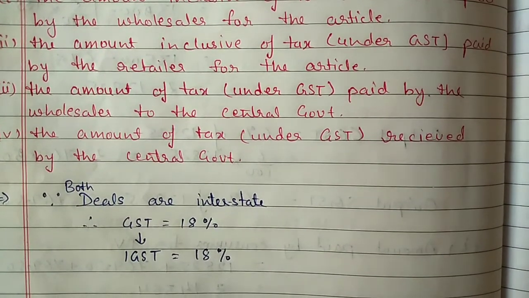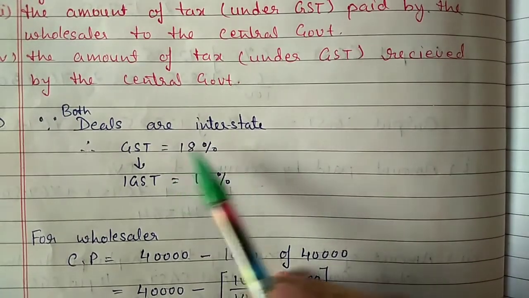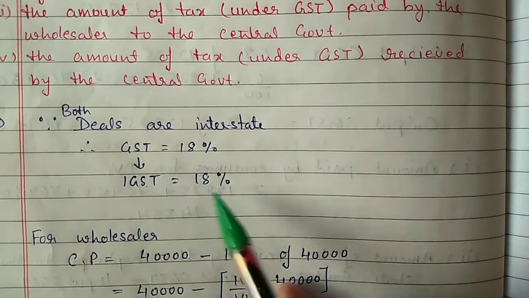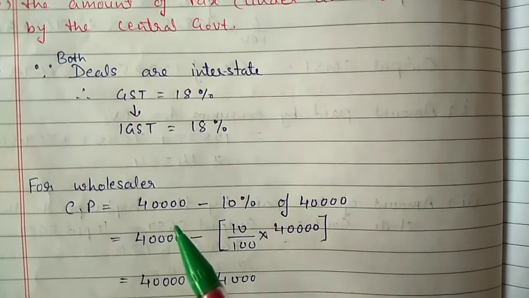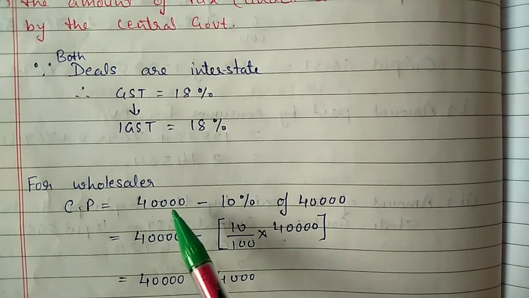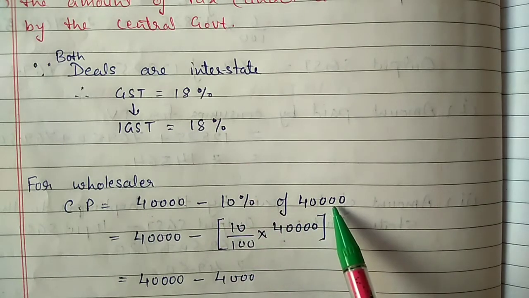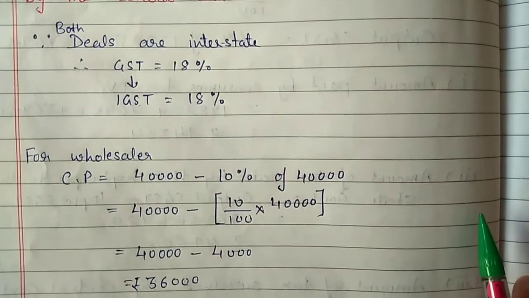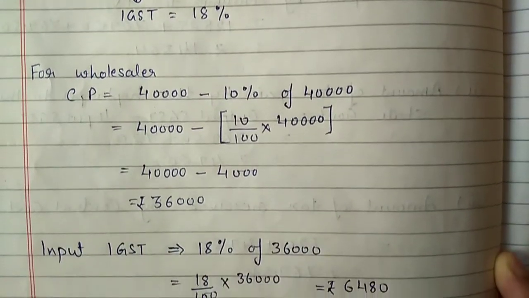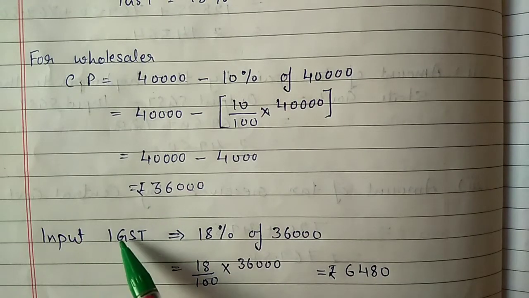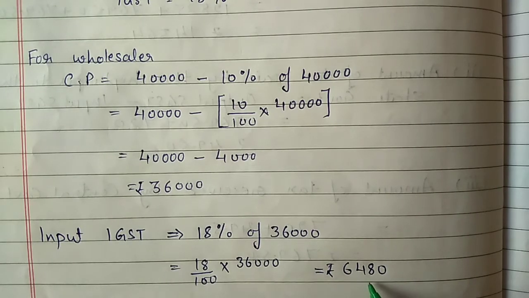So here both the deals are interstate. So here CGST and SGST will not be there. The total 18% GST will become IGST, integrated goods and services tax. So first, for the wholesaler. The wholesaler is purchasing this article at a 10% discount. So 40,000 minus 10% of 40,000, which is 4,000. So he is purchasing this article at 36,000. Next, he is paying IGST; input IGST will be 18% of 36,000, equal to 6,480 rupees.